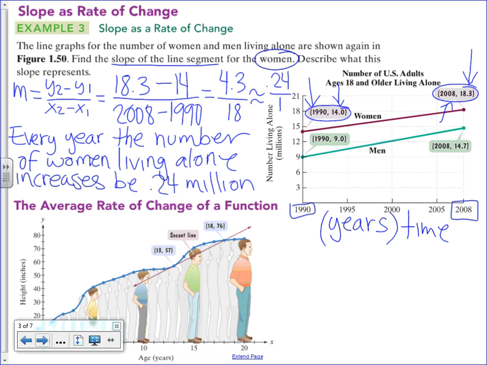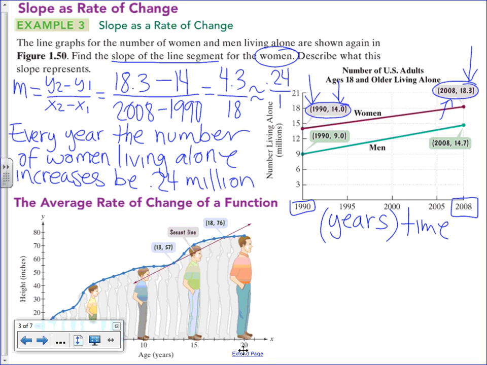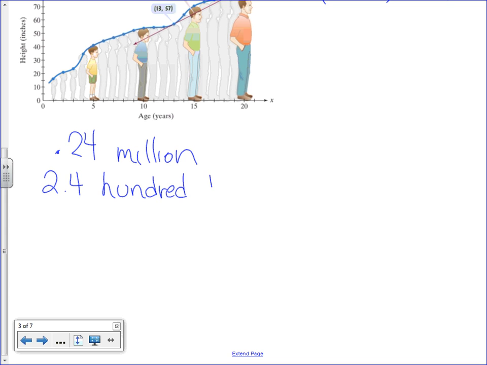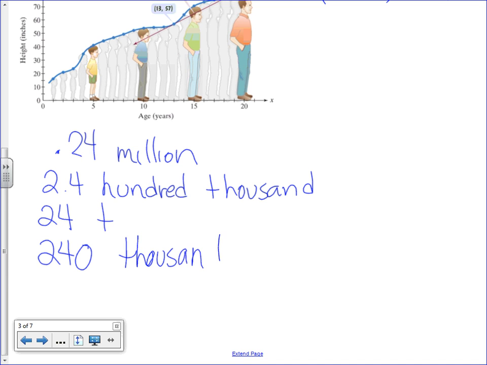Okay, good question, I was kind of expecting you to ask me that. Okay, so let's convert it. Do it on the side of your paper. So 0.24 million will be 2,400,000, right? Or that could be 24. Okay, let's skip that one, and then if we add another 0, that will be 240,000, right?